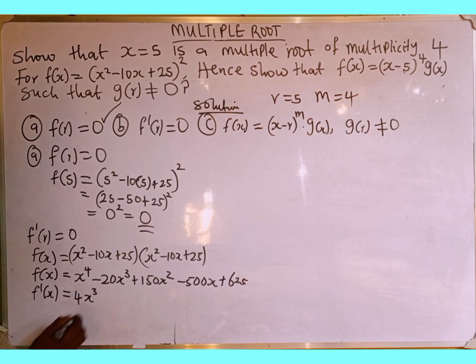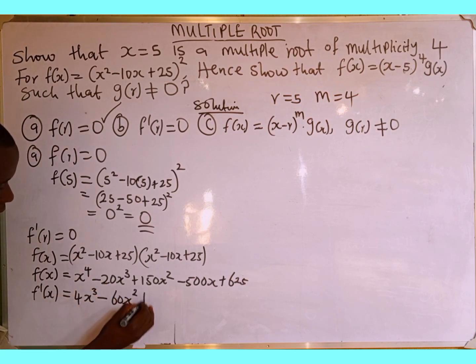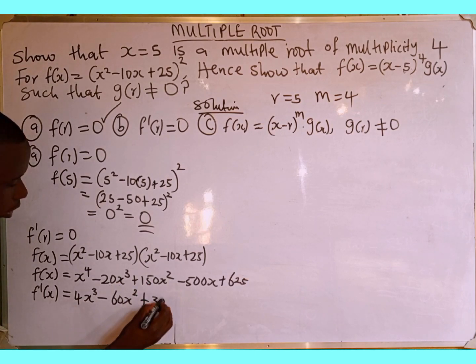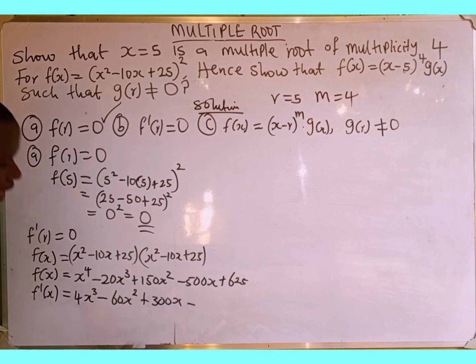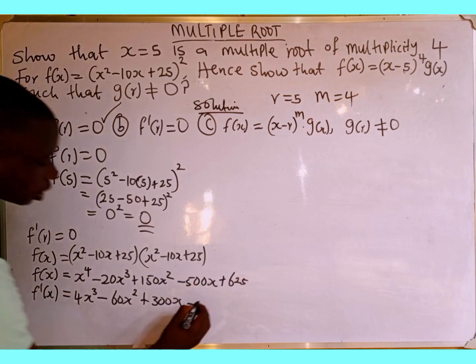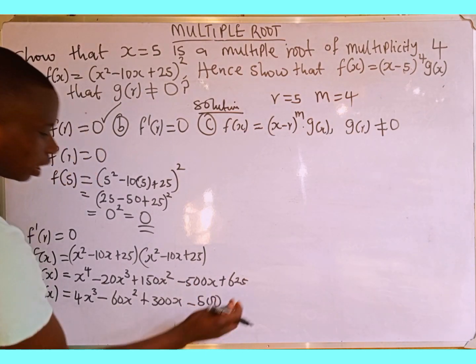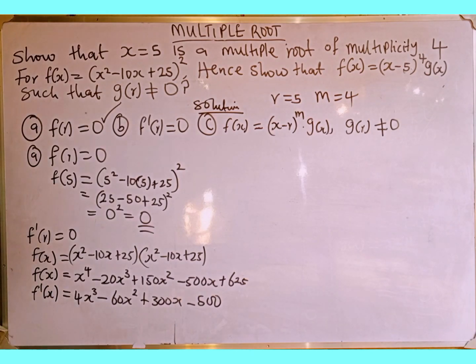4x to power 3, then minus derivative of 20x cubed is going to be what? 60x squared, then plus derivative of 150x squared is going to give us what? 300x, then minus derivative of 500x is going to give us 500, and the derivative of a constant is equal to 0. So this is f prime of x.